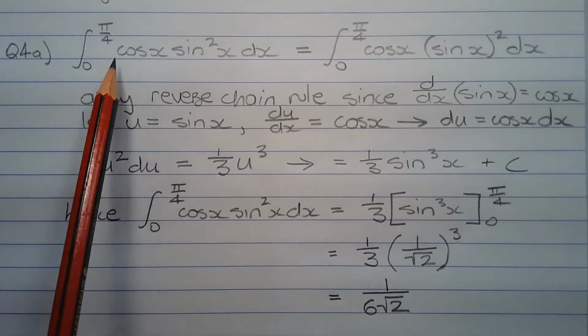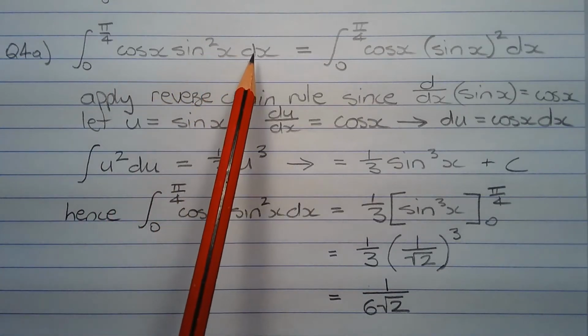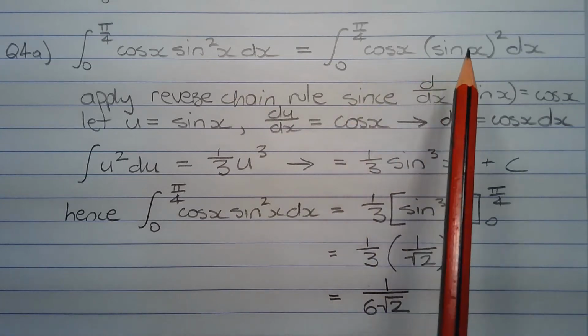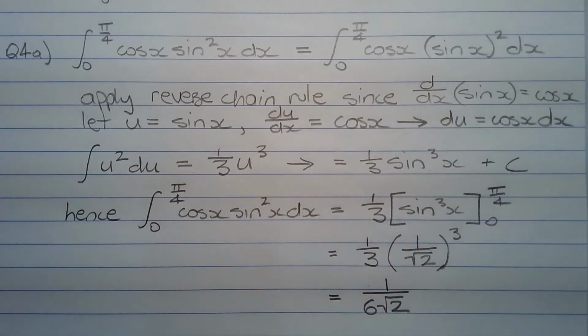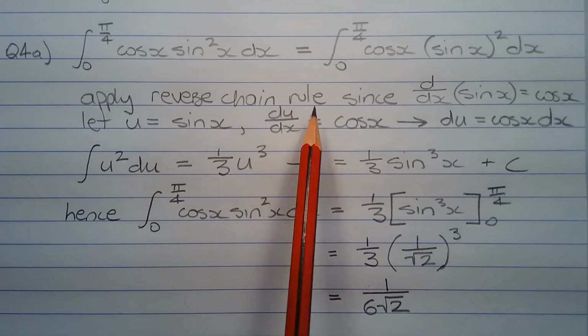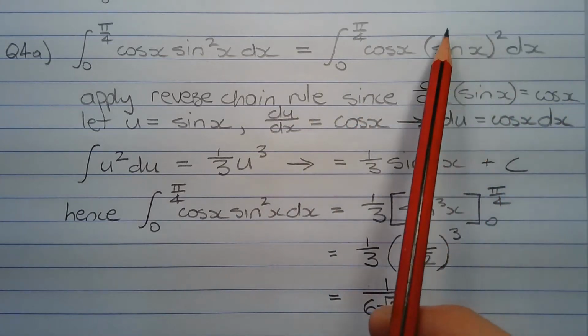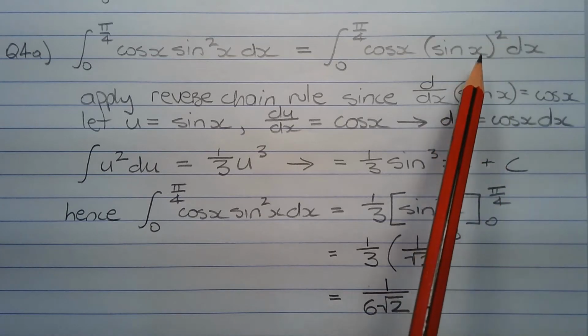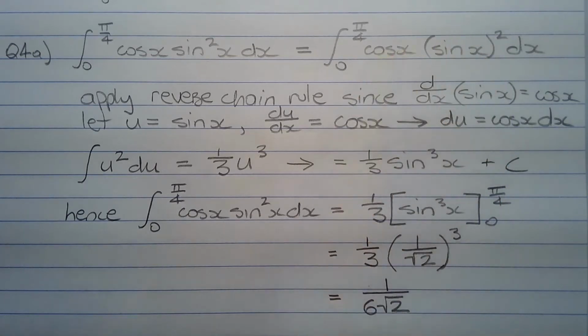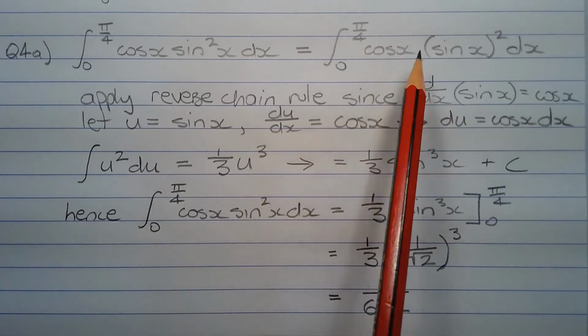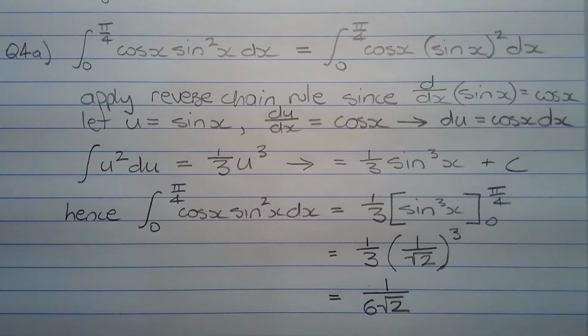The integrand cos x times sin squared x dx can be written as cos x times sin x to the power of 2 dx. Now we can apply the reverse chain rule since the first derivative of sin x is equal to cos x, and we're multiplying this sin x to the power of 2 by the derivative of the inner function cos x, which means that the chain rule must have been applied to the primitive function to end up with cos x times sin x to the power of 2.